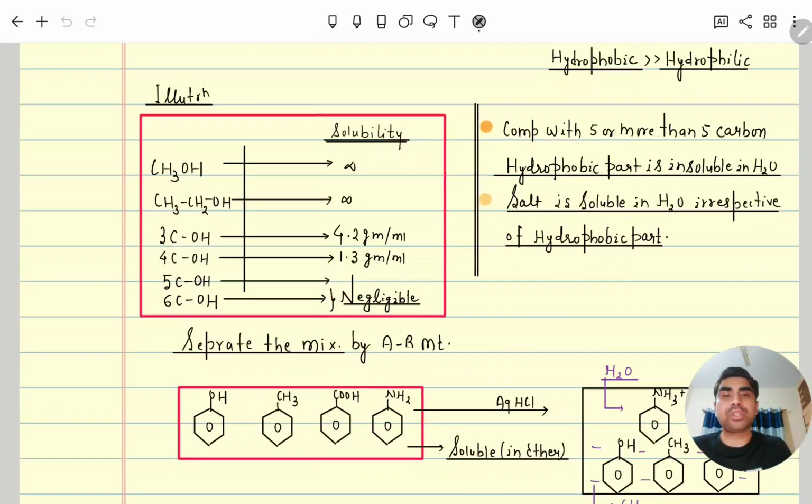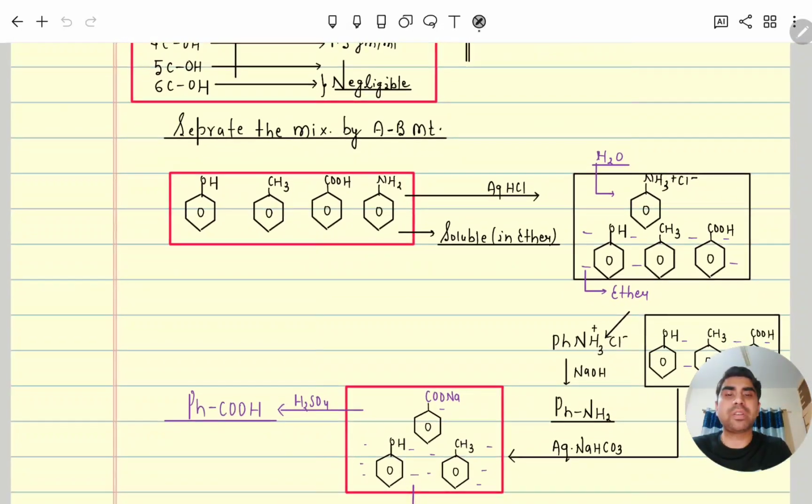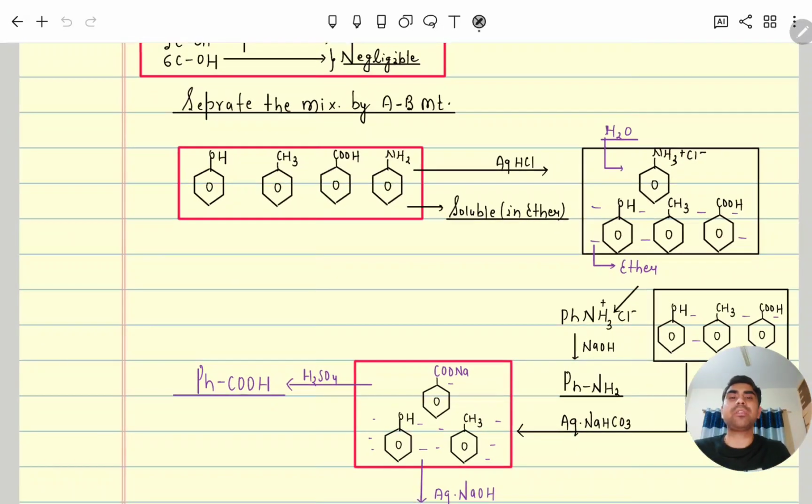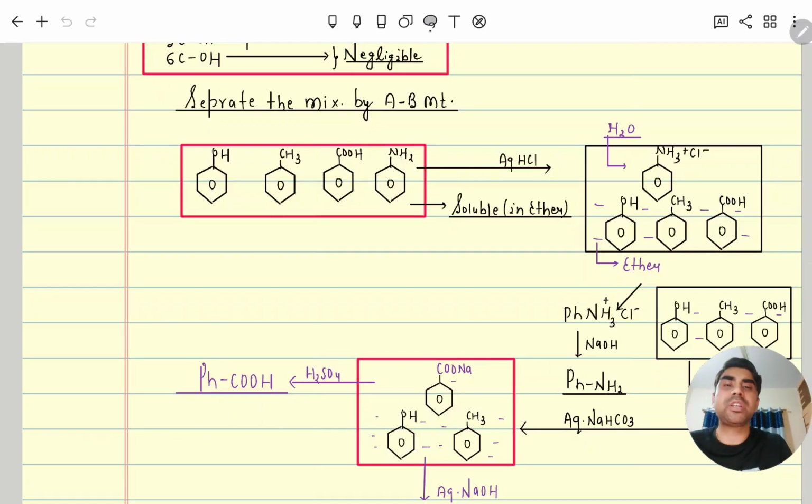Here is one very famous question: separate this in IIT Advanced. Till now they ask binary solutions only, but let's try to understand a quaternary mixture of solution that is given and asked to be separated by the acid-base method. Suppose phenol is there, toluene is there, carboxylic acid is there, and aniline is there. This asks to separate them by the acid-base method. Suppose this is not soluble in water, so it is soluble in an organic solvent such as ether. So in ether they are soluble.